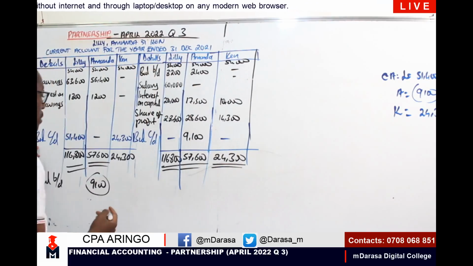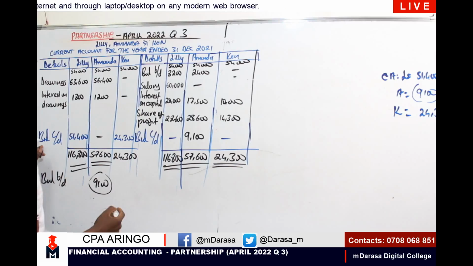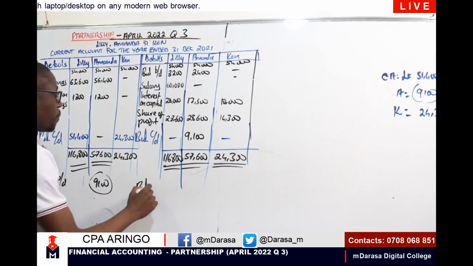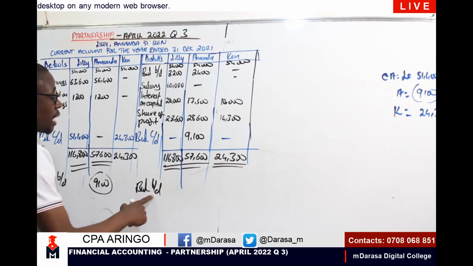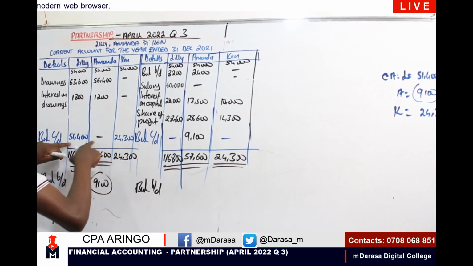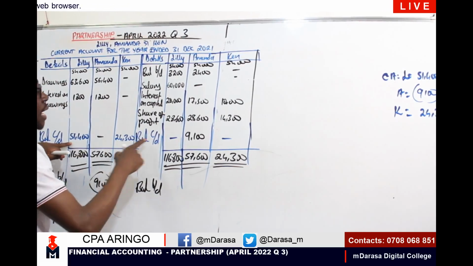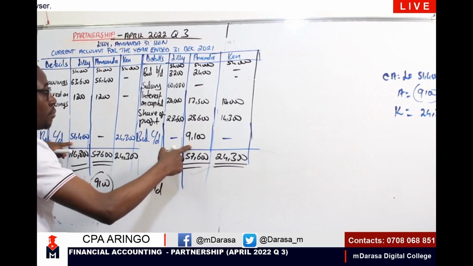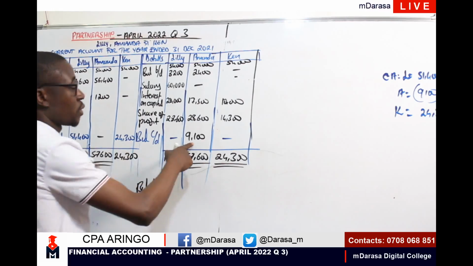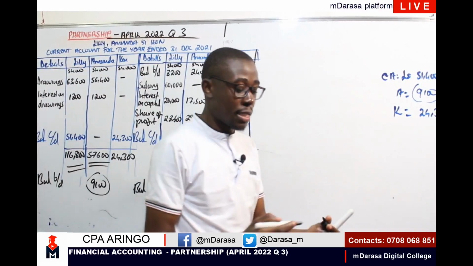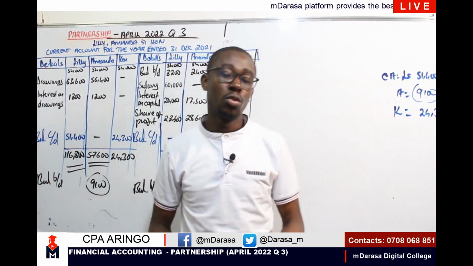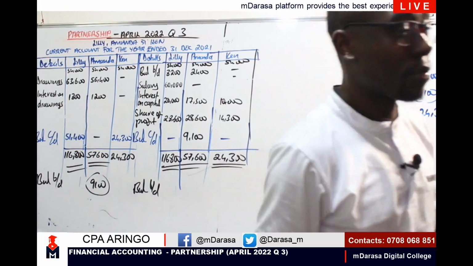What about the other items? The other items where I'm having a balance carried down on the debit side, if I am to open our period, my balance brought down will be on the credit side. So these are credit balances, whereas this one is a debit balance. A debit balance simply means that I'm owing the farm.